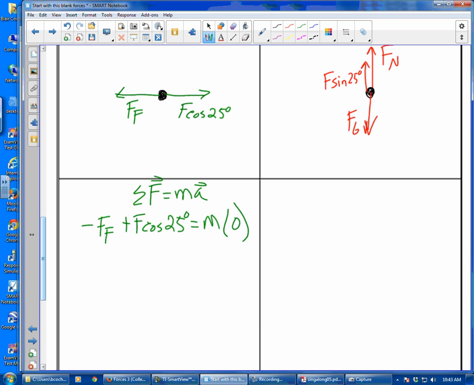On the y side, I can't really go any further there. Same equation. It's nice only having one equation for this whole chapter. I have force normal plus F sine 25 degrees minus F sub g equals m times 0. Now, they want to know what F is. But I don't know the normal force on the y side, and I don't know the frictional force on the x side. All right, so I'm kind of stuck. What I'm going to do is try to substitute in for those and bring these two equations together.